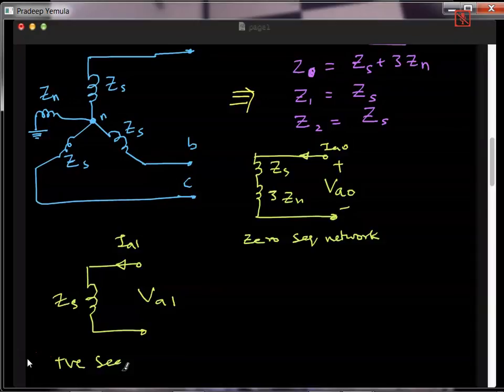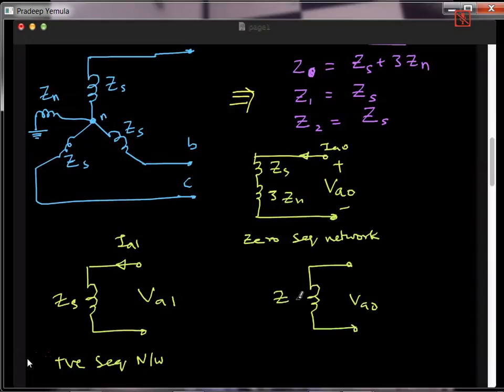The negative is also exactly the same, VA, and this is Zs, and this is VA2, and this is IA2. So if this load is given, Zs and Zn values are given, what you have to do is find the VA0, VA1 and VA2 of the voltage. Then from this circuit find out what is IA0, from this circuit find out what is IA1, from this circuit find out what is IA2.